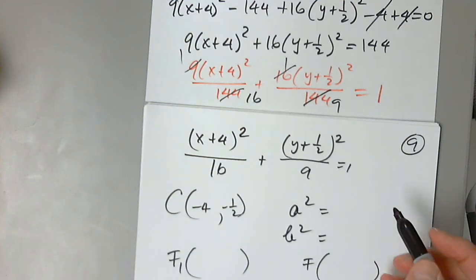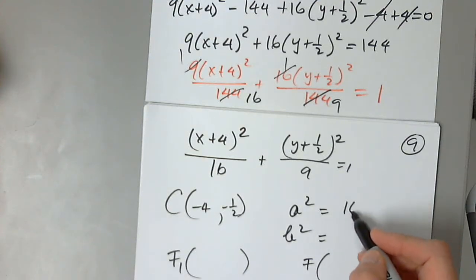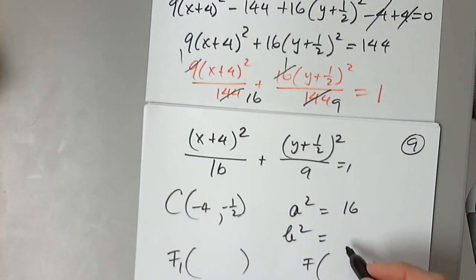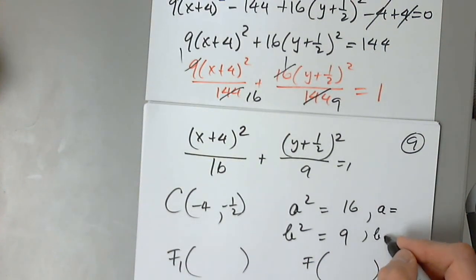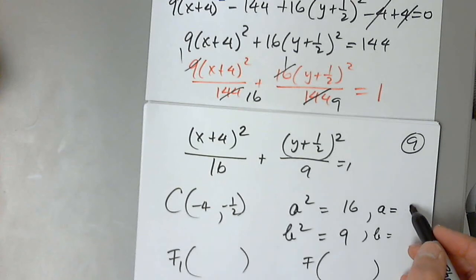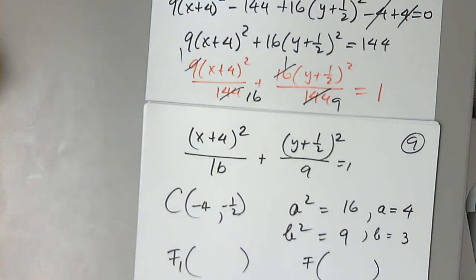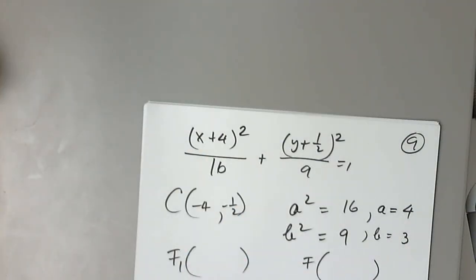How much is a squared? 16. How much is b squared? 9. So then how much is a? And how much is b? Does this have a major axis that is horizontal or vertical? Horizontal. Horizontal. Any questions?